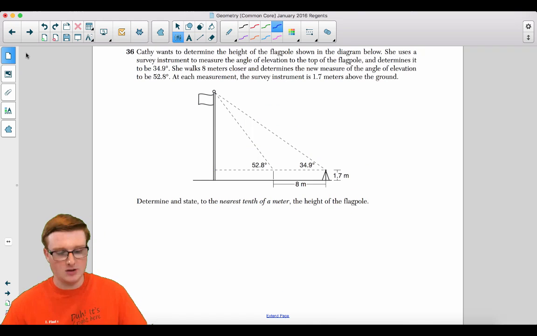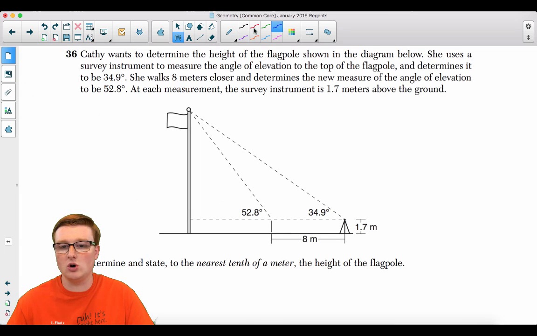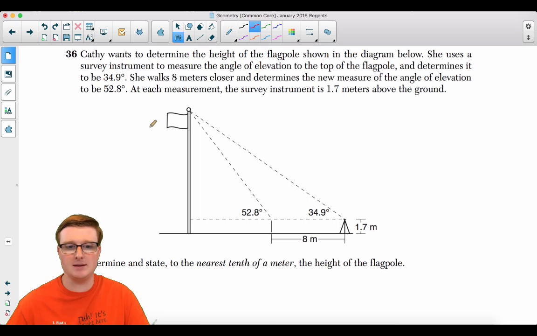The very last question on this Regents was a killer. Number 36 says, Kathy wants to determine the height of the flagpole, shown in the diagram below. She uses a survey instrument to measure the angle of elevation to the top of the flagpole and determines it to be 34.9 degrees. She then walks 8 meters closer and determines the new measure of angle of elevation is 52.8 degrees. At each measurement, the survey instrument is 1.7 meters above the ground. Determine and state to the nearest tenth of a meter the height of the flagpole.